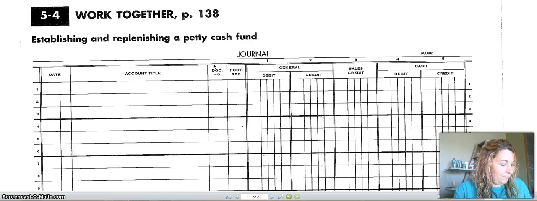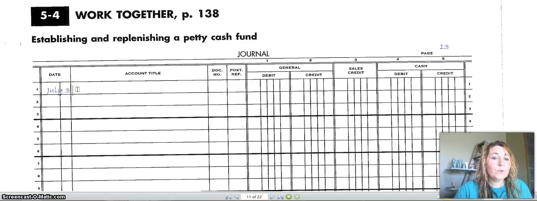So the first transaction was July the 3rd. It said this is journal page 13, so I'm just going to come up here where it says page number and put in page 13. Then I'm going to come down here, and this is the first line, so I'm going to put the month of July. And this is July the 3rd. It says we are going to pay cash to establish a petty cash fund of $250. This is check number 57.